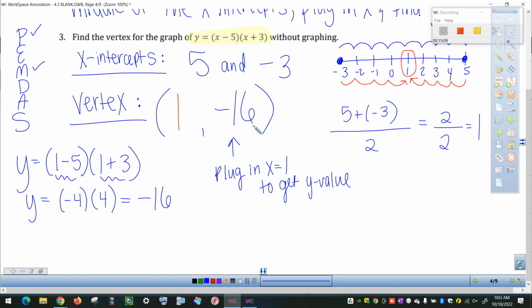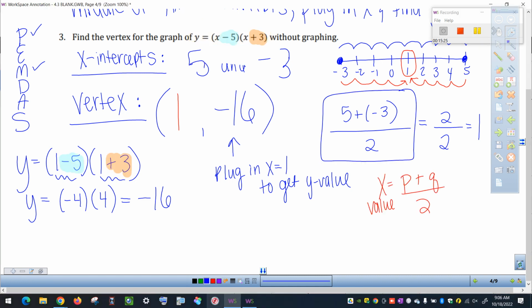If we were to graph this on Desmos to check, you should see x-intercepts at 5 and negative 3. If you scroll out a little bit, you should see a vertex at positive 1, negative 16. We are going to fill this in so that we have a place to reference how to do the different things for all of our different forms. Because remember, one of our learning targets for today is to understand the connections between the three forms.